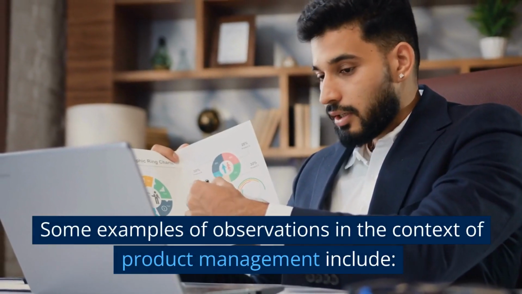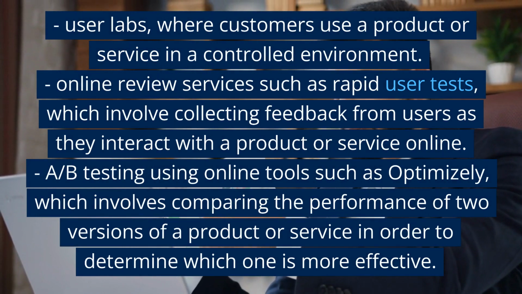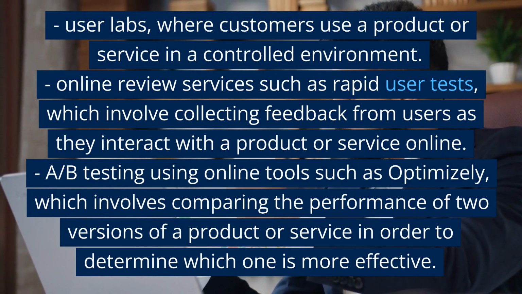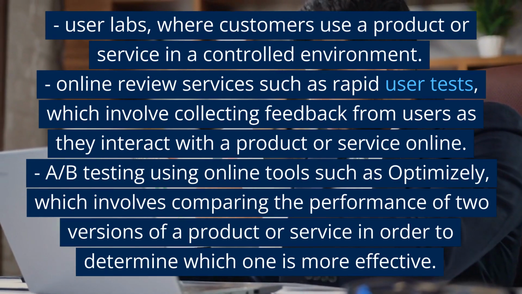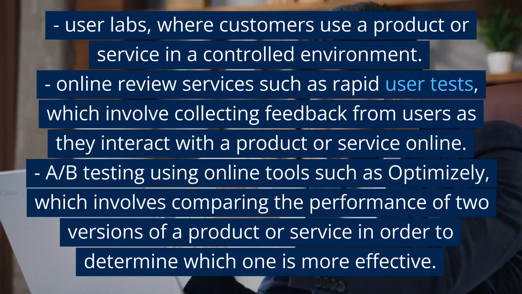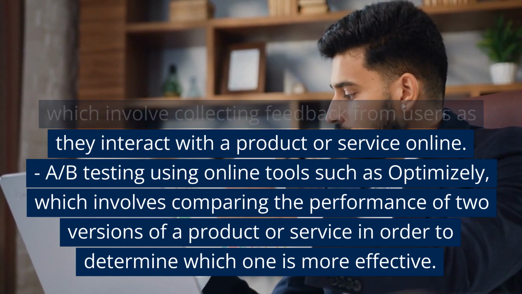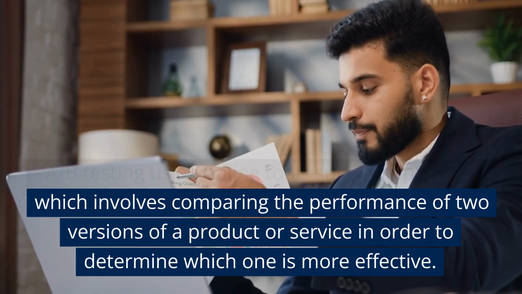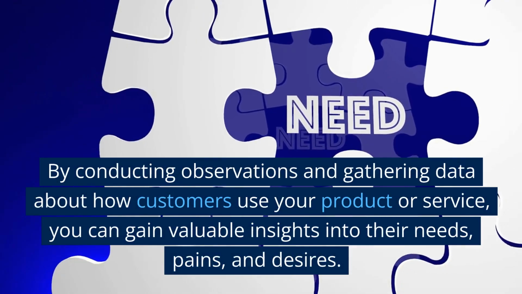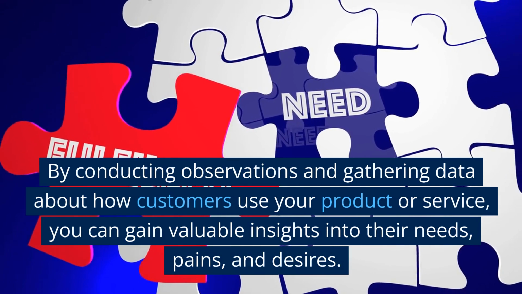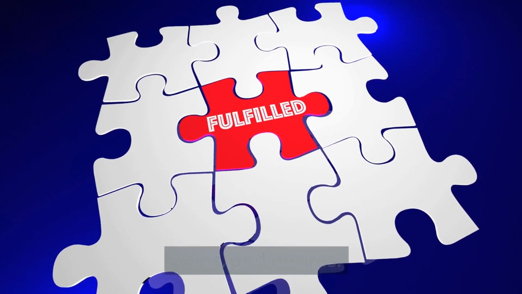Some examples of observations in the context of product management include user labs, where customers use a product or service in a controlled environment, online review services such as rapid user tests, which involve collecting feedback from users as they interact with the product or service online, A/B testing using online tools, such as Optimizely, which involves comparing the performance of two versions of a product or service in order to determine which one is more effective. By conducting observations and gathering data about how customers use your product or service, you can gain valuable insights into their needs, pains, and desires.